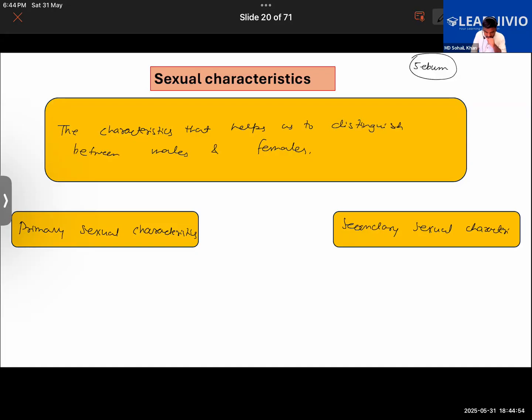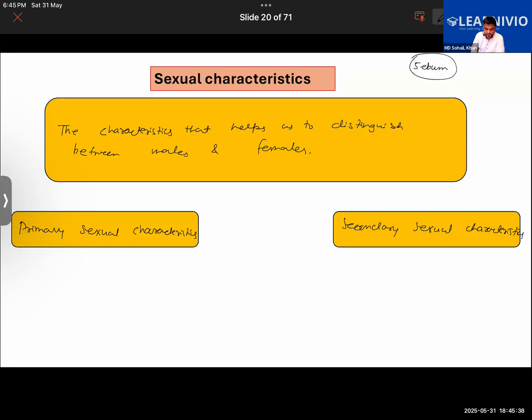Now, the primary sexual characteristics are those characteristics that are present since birth, at the time period of birth. Getting it now? They are basically the male and female reproductive organs. But the secondary sexual characteristics are not present at birth but develop later at the time of puberty. Those features distinguish the male from the female.